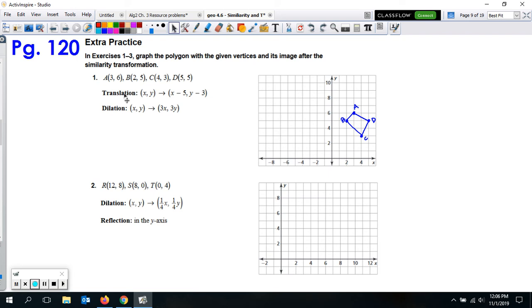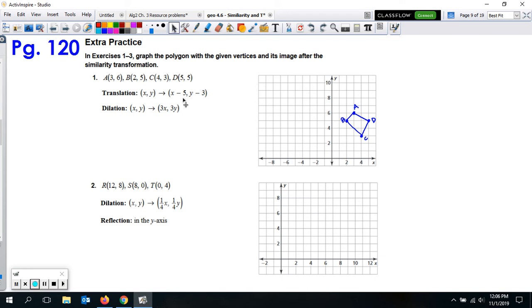Okay, now we're going to do a translation. So we're going to be plugging all of these numbers in, all the x numbers, and then subtracting 5 from them, and all the y numbers, we're going to subtract 3 from them. Or you could also move the points, but let's go and write down the new points just so we have them as well.